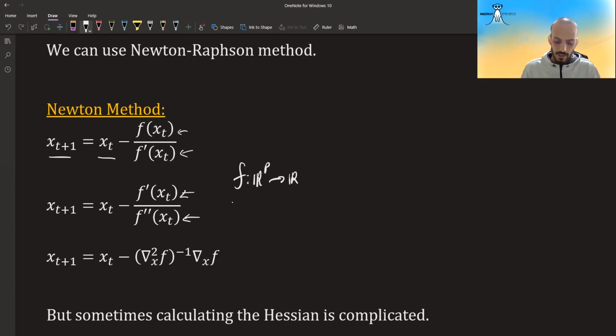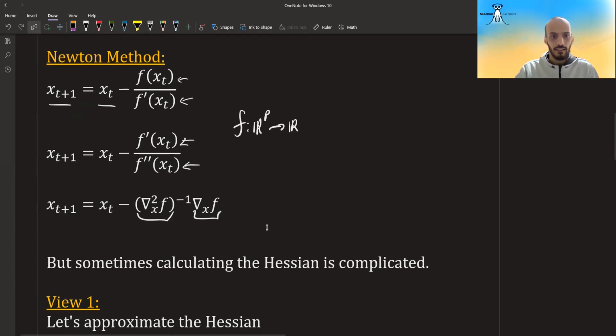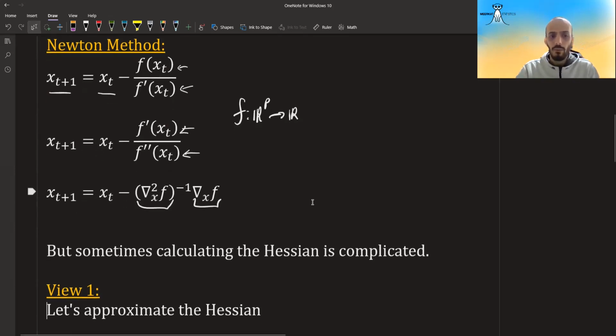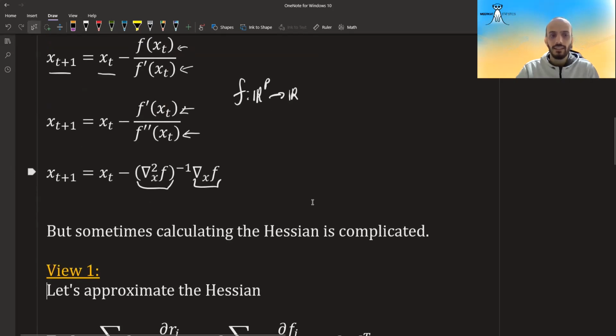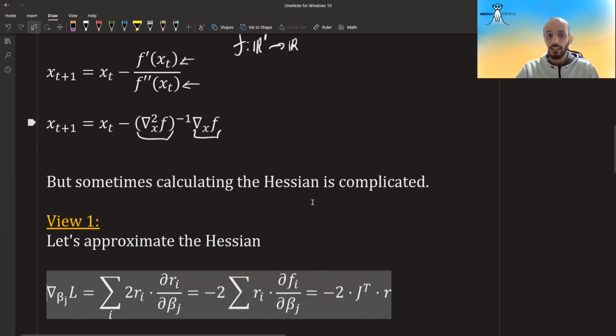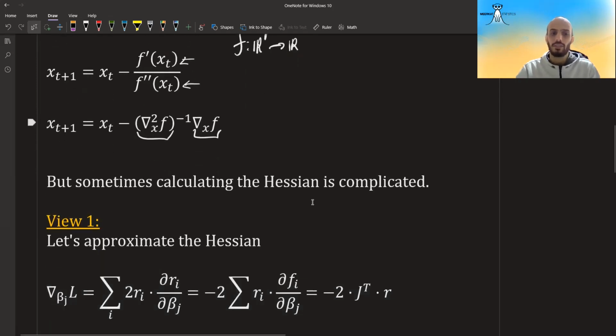The only difference is that this will be a vector now, a vector of derivatives, and the second derivative will be the Hessian matrix. Okay, and you take the inverse of the Hessian matrix. Okay, so this is Newton method, but sometimes calculating the Hessian is complicated, and this is where Gauss-Newton method comes into play. So one way to look at the Gauss-Newton method is as an approximation of the Hessian matrix. Okay, you don't want to calculate the Hessian, so you do an approximation of it.